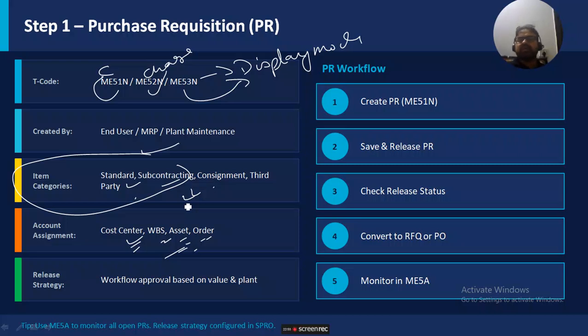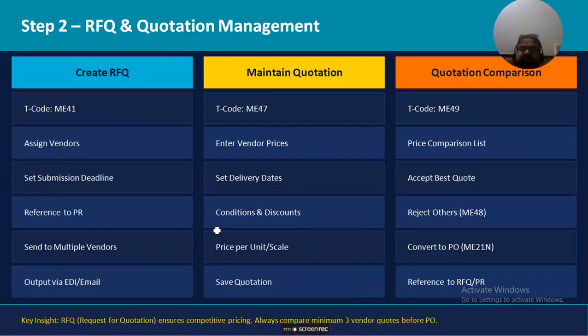Accounting assignment means all the value and transactional things will flow to the accounts department, right? So accounting is connected with the GL. On the basis of the GL, the business can identify how much loss, how much we purchase, how much we sell, right? Release strategy, this is just the approval matrix where we approve in the system.